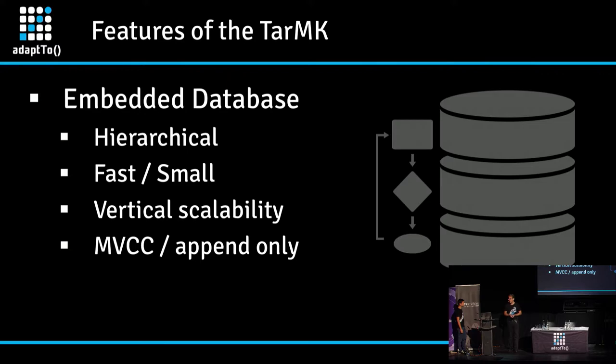So what is the TarMK? The TarMK is an embedded database for co-located deployments. It is a hierarchical database. It is fast. It is small. However, it is limited to scale vertically with the box you are deploying it on. Implementation-wise, it follows an MVCC approach to concurrency, something I'm not going to talk about much more in this presentation. Please refer to the presentation I gave last year, same time, same place, where I focused much more on the workings of the TarMK.